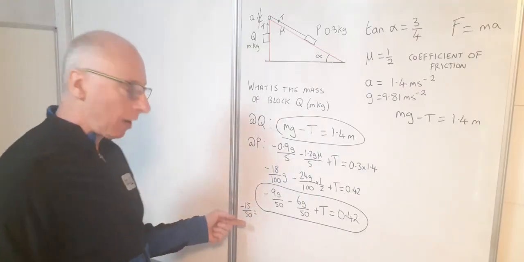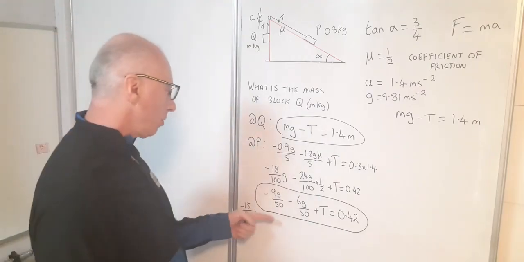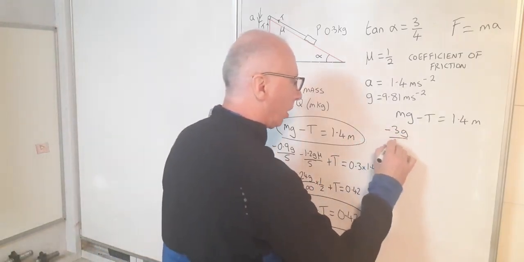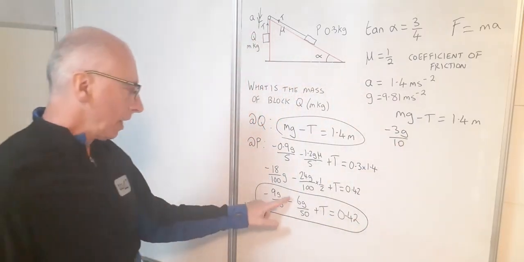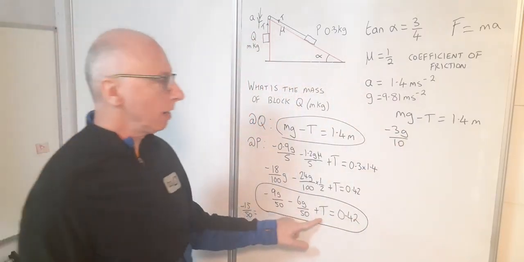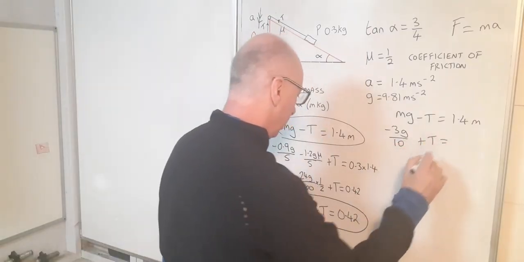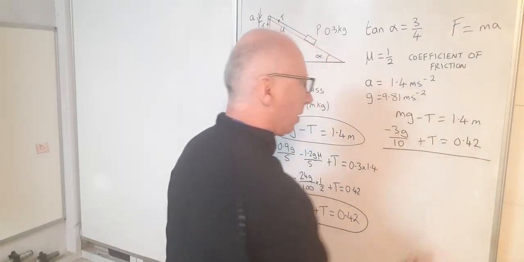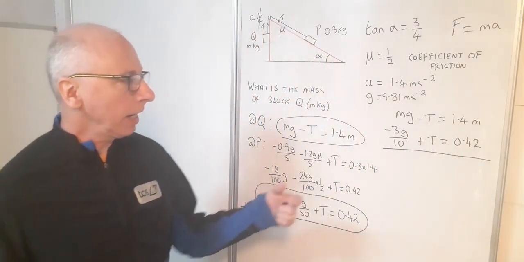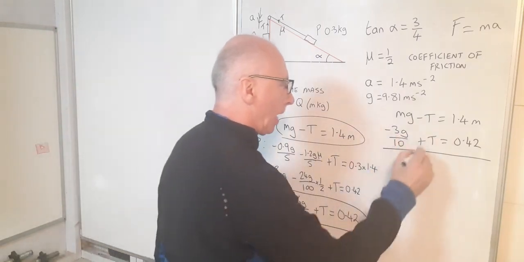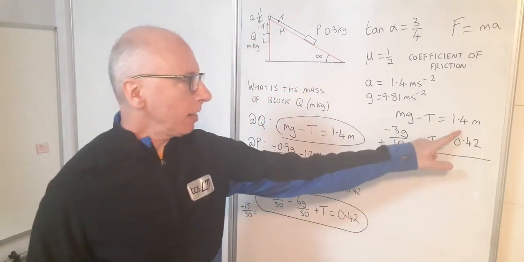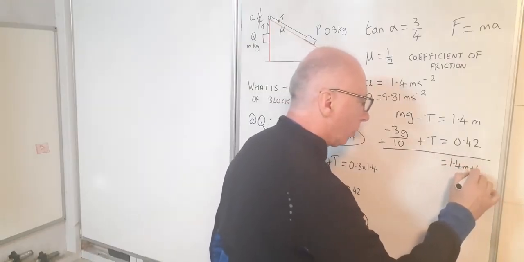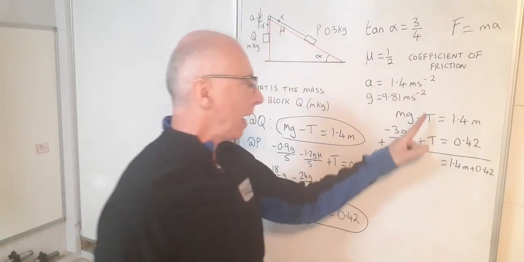Which if I just write that out here, minus 15 over 50, if I divide through by 5, I'll get minus 3 over 10. So I'm going to write that as minus 3g over 10, and then add T, and then set that to 0.42. Okay, so now let's eliminate T and let's see if we can solve for m. So by that we need to add. If I add this and add this, I've got 1.4 m plus 0.42, and then add that, they disappear.